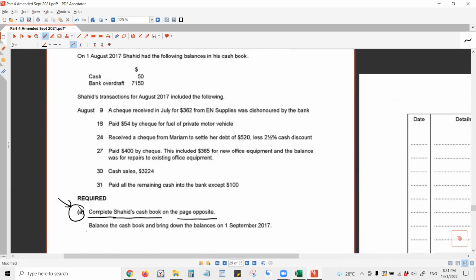And then the next line: balance the cash book and bring down the balances. They ask you to balance the cash book to see how much cash you still have, how much money you still have in the bank.